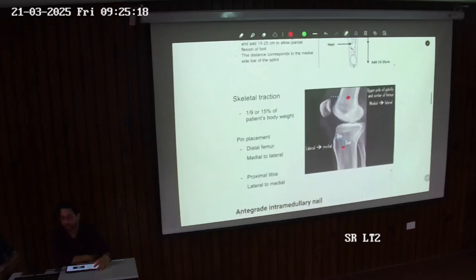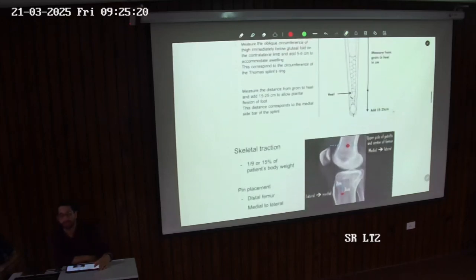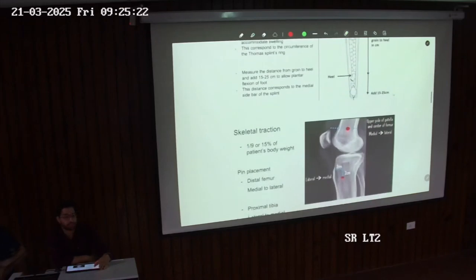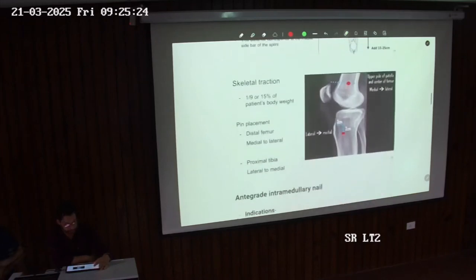Along with this, we can also apply skin traction. We can also apply skeletal traction. Skeletal traction is something in which you apply a pin either at the distal femur or the proximal tibia, and traction is applied along with weights.